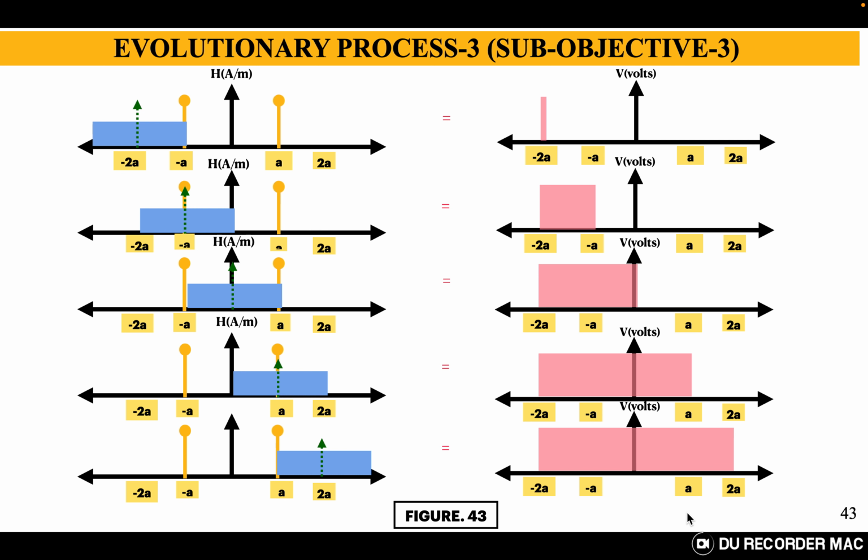So I hope with this explanation it became very clear how a highly concentrated impulse magnetic field strength is actually giving a constant induced voltage from minus 2A to 2A, or whatever target you choose. If you target from minus 3A to 3A, then you will get 3 impulses at the locations 0, I think, minus 2A and 2A.